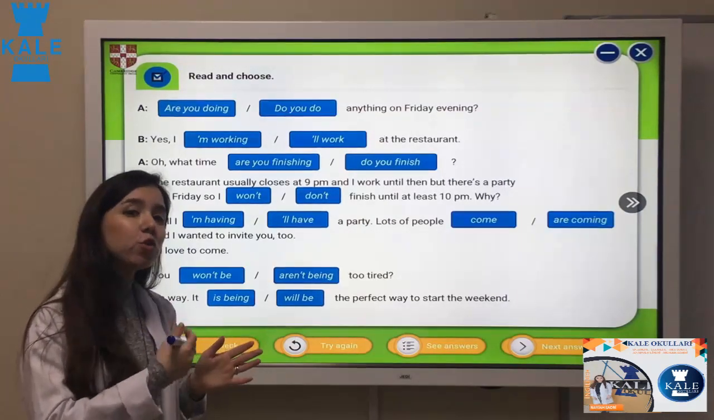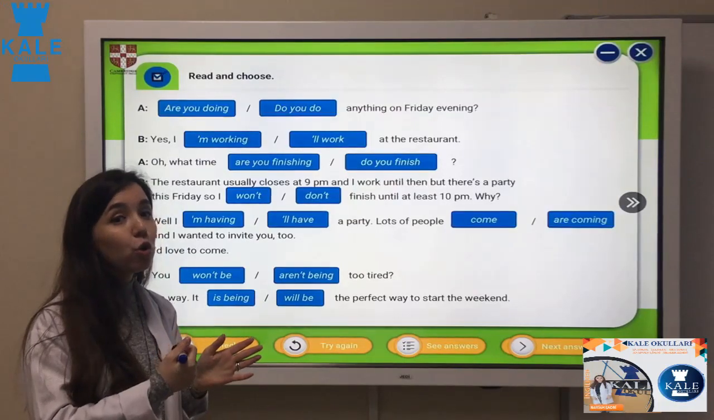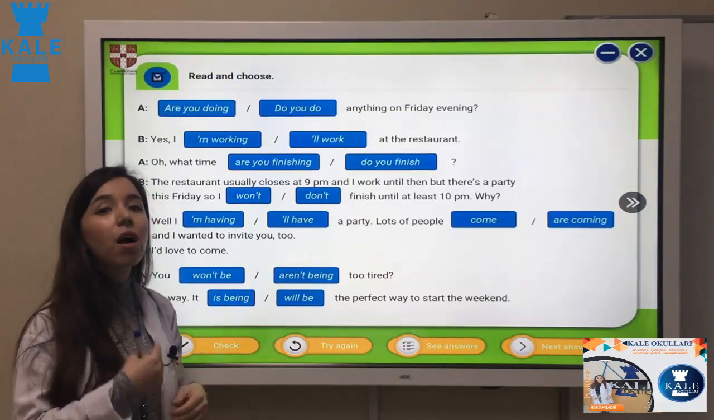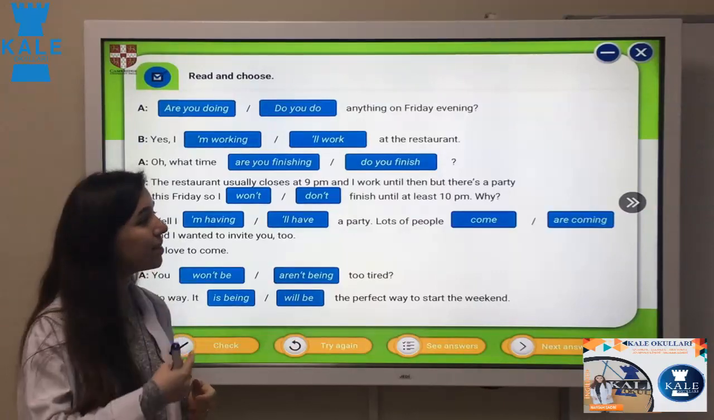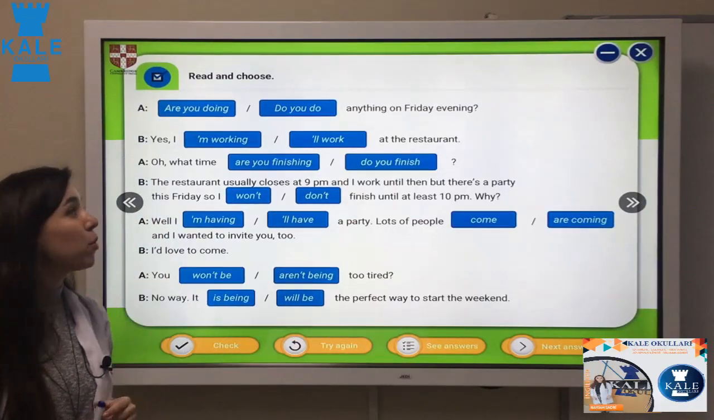Because why? Because when you don't use it, you are going to lose it. So it's one of the best ways: all the time practice. Yes, practice helps you to memorize everything all the time.